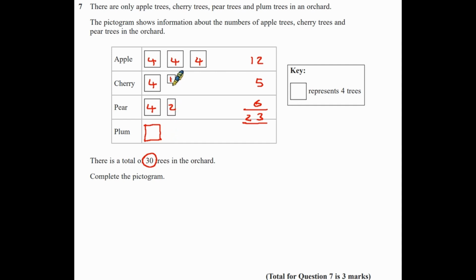Slightly trickier, we know what 1 looks like, we know what 2 looks like. Well, 3 is going to be 3/4 of a large square. So in other words, I'm only doing it freehand here, but it's going to look like that. 1, 2, 3, 3/4 of a square. And that's your answer, a square representing 4 and 3/4 of a square representing 3. That adds up to 7. The total is now 30.